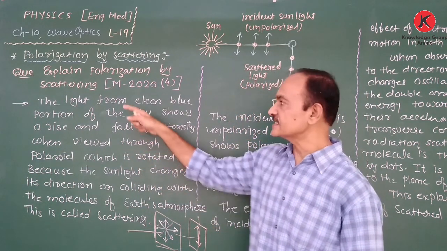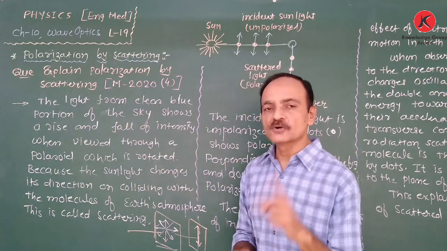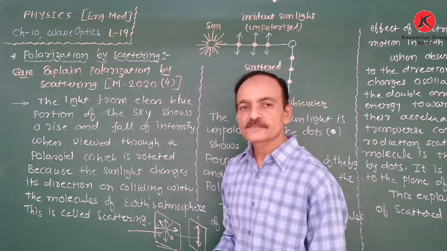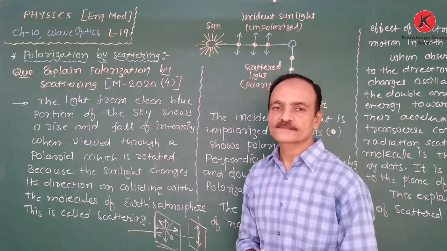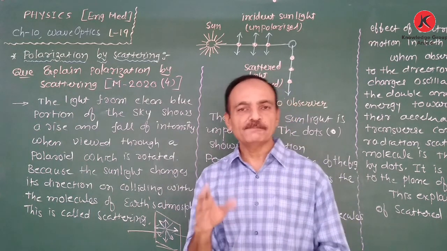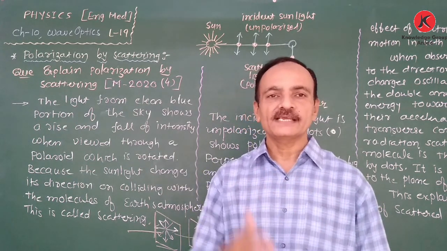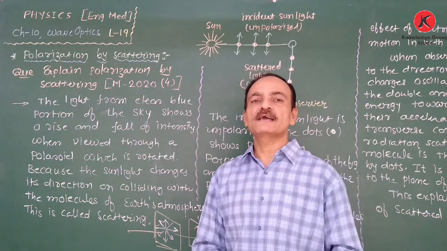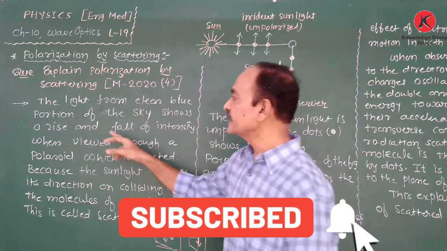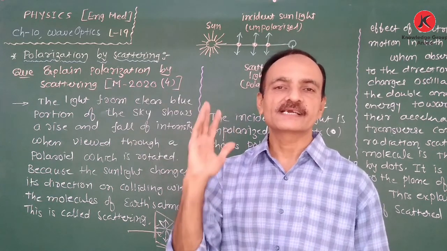So the first sentence: the light from the clear blue portion of the sky shows a rise and fall of intensity when viewed through a Polaroid which is rotated. That means as we rotate the Polaroid, which we already discussed, a thin plastic sheet having a pass axis, or a tourmaline plate having one pass axis, as we observe the sky through this type of Polaroid and rotate it, the intensity of the blue color coming from the sky increases and decreases.